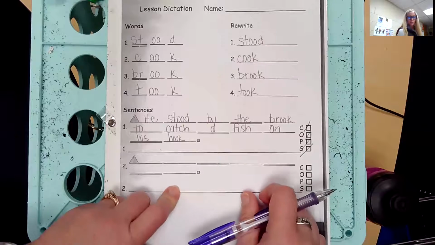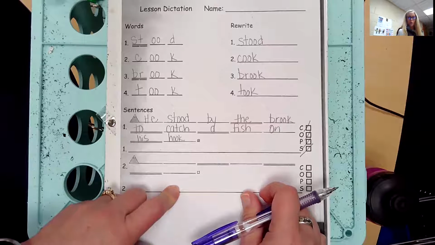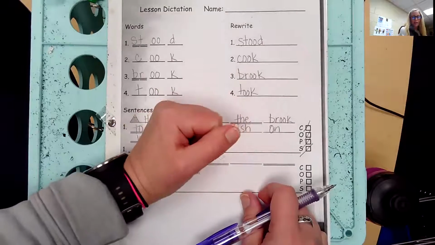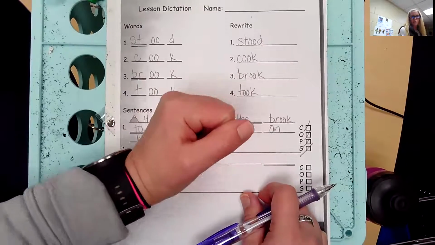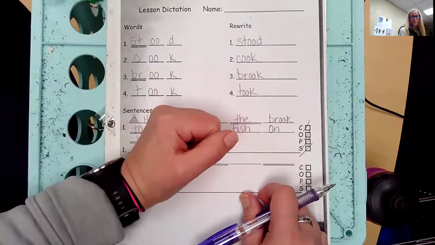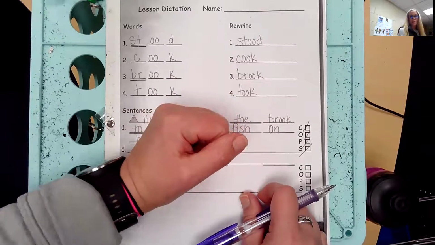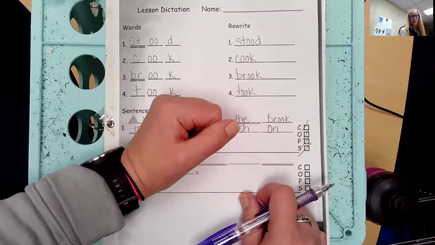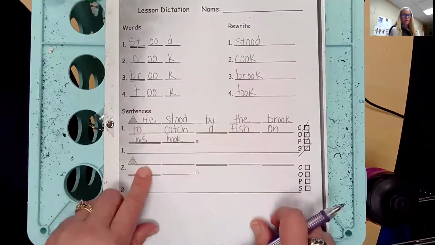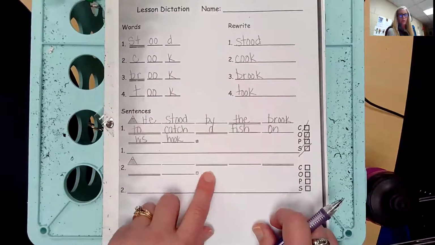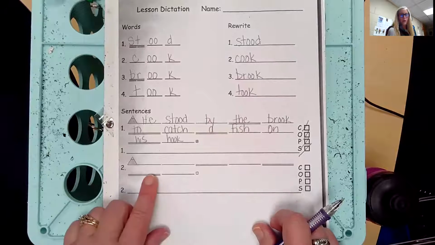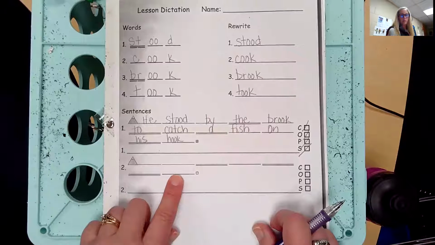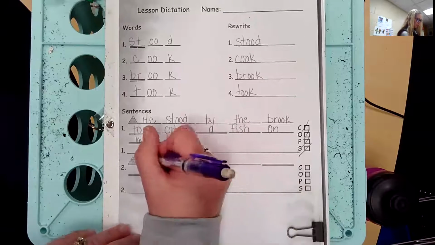Number 2, Nan took the wood to the woodshed. Listen, Nan took the wood to the woodshed. Listen again, do it with me. Nan took the wood to the woodshed. Let's go down here. Nan took the wood to the woodshed. Let's write it.